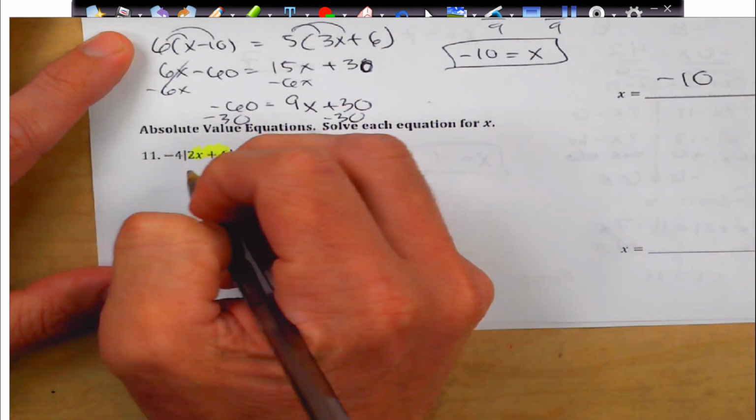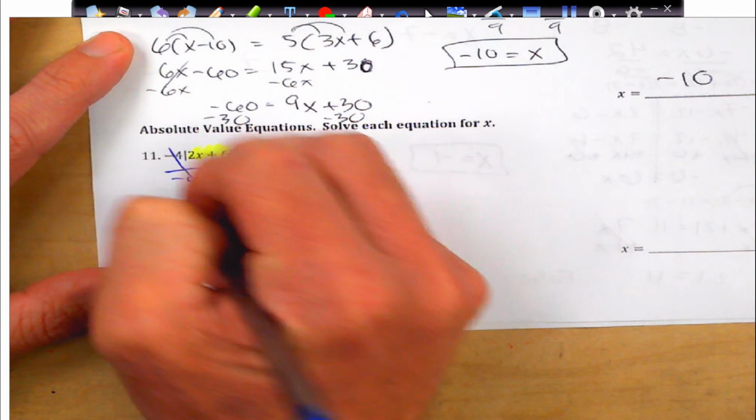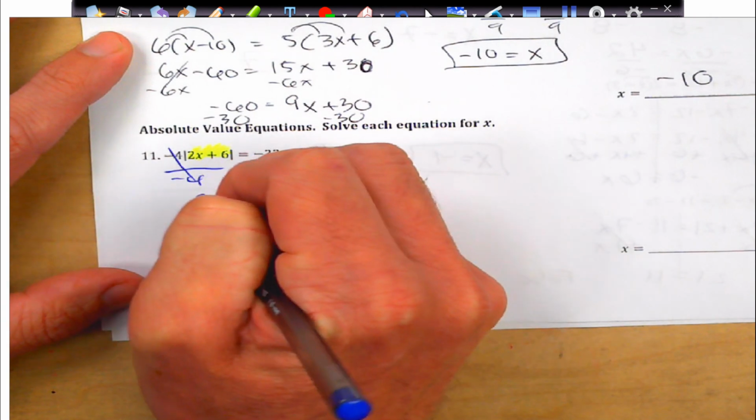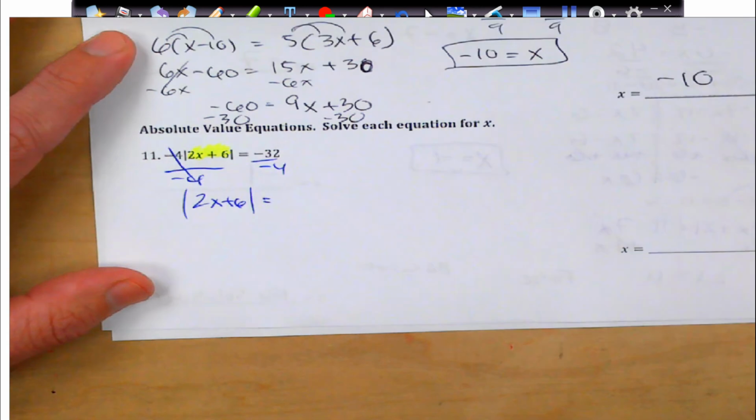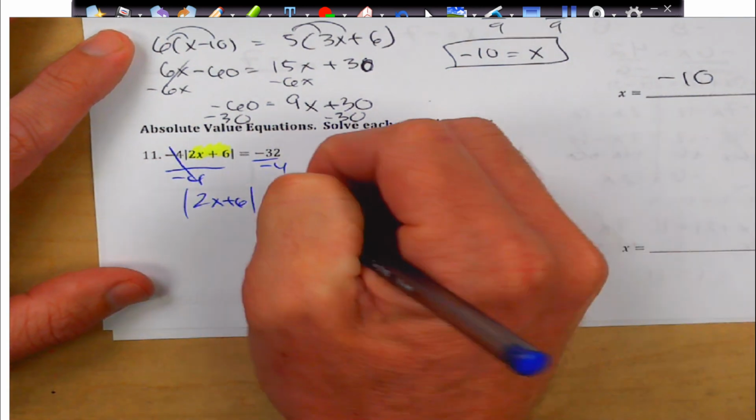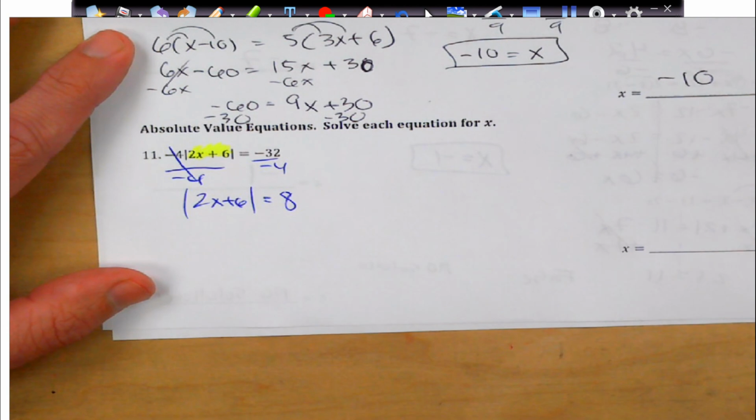So first thing I want to divide by negative 4. And so we get 2x plus 6 in absolute values equals negative 32 divided by negative 4, which is going to end up being a positive value, which is important. Always has to equal positive value. If it doesn't equal positive value, then we're kind of in trouble. This won't end up working out for us very well. So it's important that we do it that way. Okay, moving on.